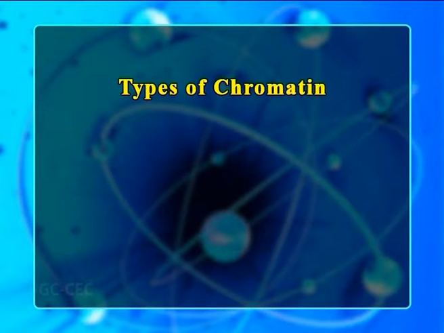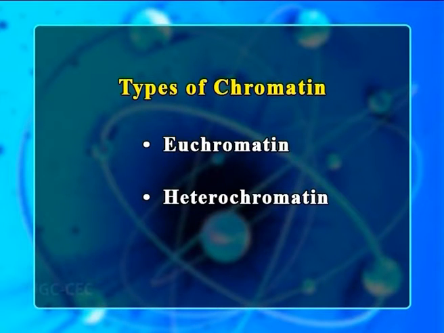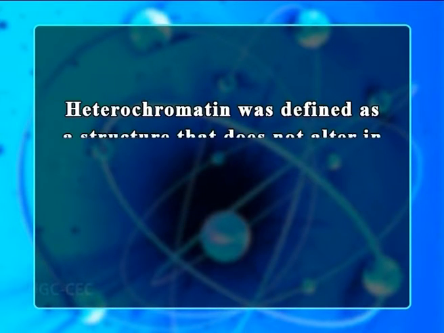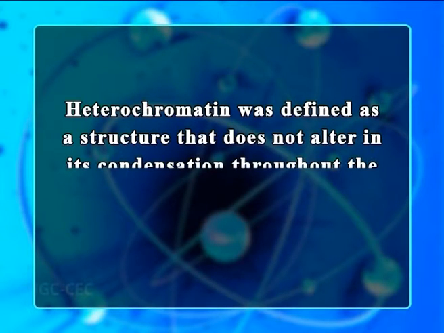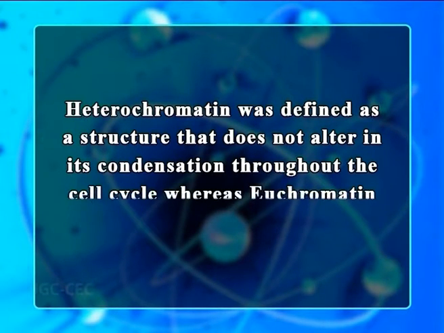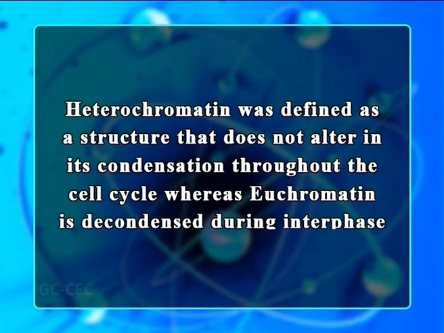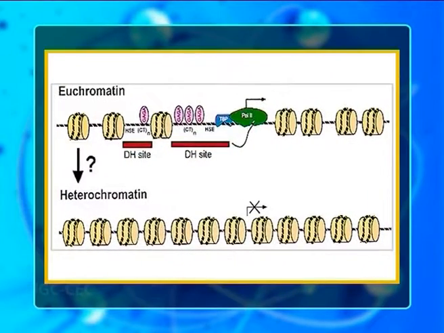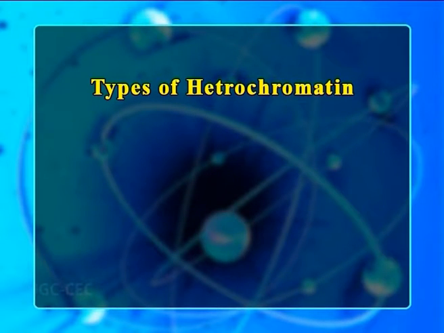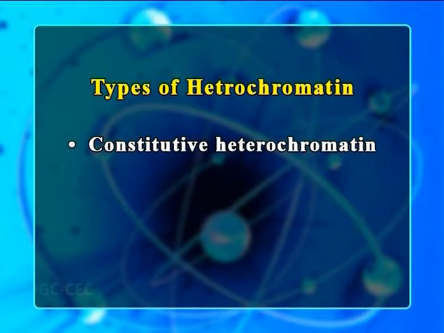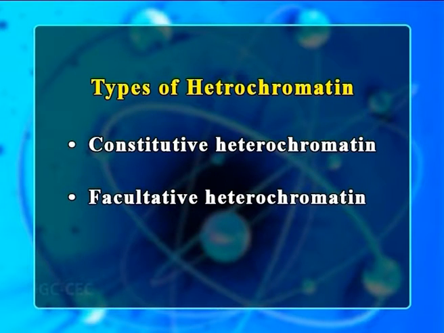Chromatin has been divided into two types, euchromatin and heterochromatin. Heterochromatin was defined as the structure that does not alter in its condensation throughout the cell cycle, whereas euchromatin is decondensed during the interphase. Heterochromatin is localized principally on the periphery of the nucleus and euchromatin in the interior of the nucleoplasm. We can also distinguish heterochromatin into constitutive heterochromatin and facultative heterochromatin.